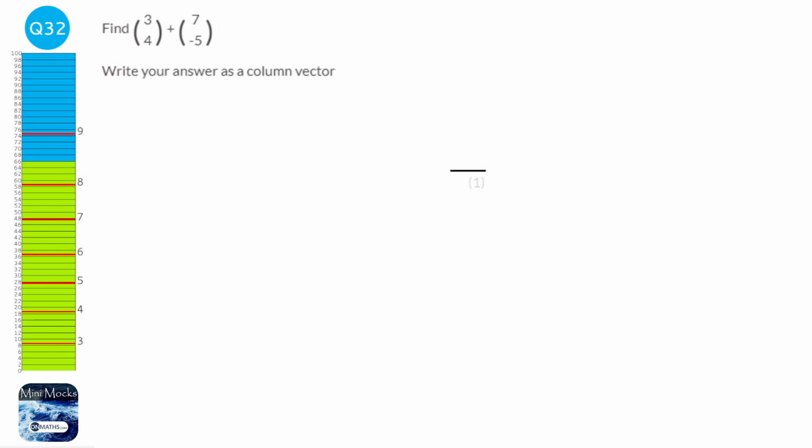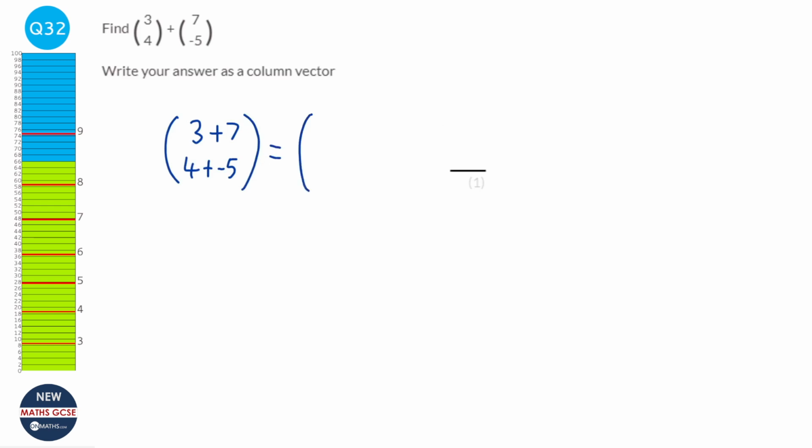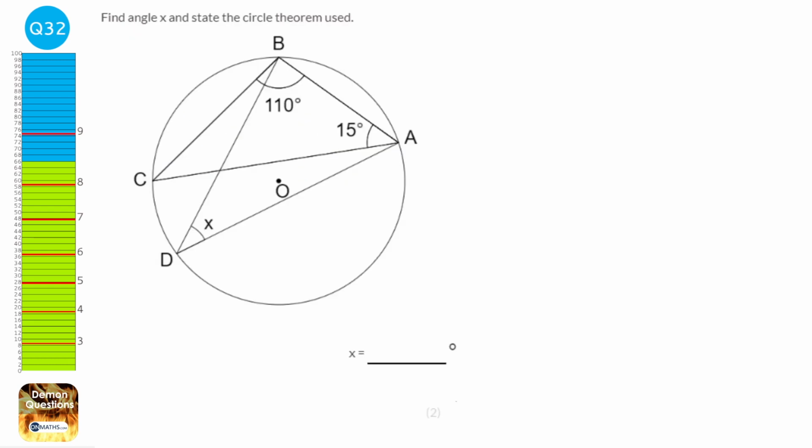To add column vectors, all we need to do is add the tops and add the bottoms. So 3 plus 7 is 10, and 4 minus 5 is minus 1. So our answer is 10 minus 1.